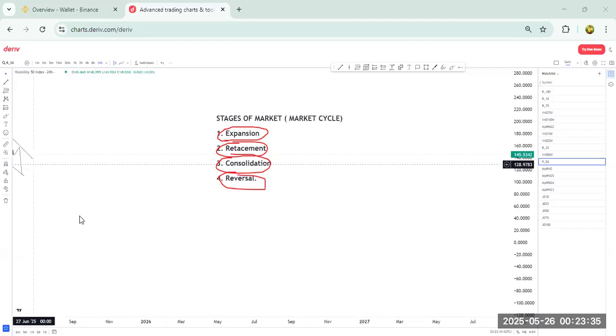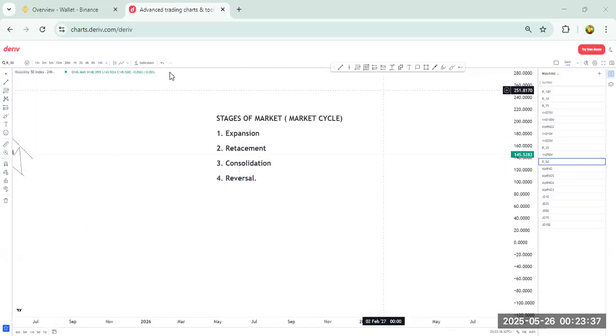At any point in time before you enter the market, ask yourself, which cycle are we in? Are we in an expansion phase? Are we in a retracement phase? Or are we in a consolidation? Or are we reversing?